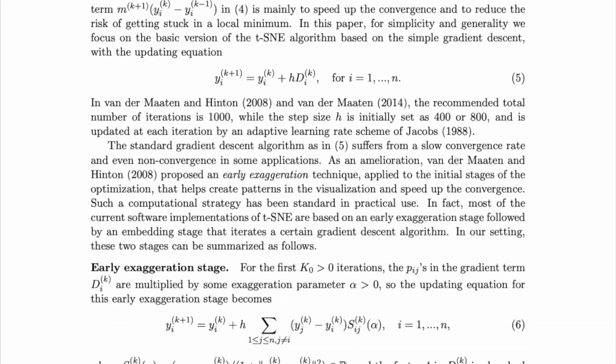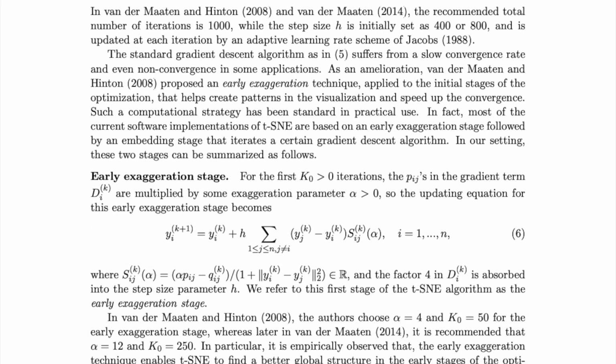(5). In van der Maaten and Hinton, 2008, and van der Maaten, 2014, the recommended total number of iterations is 1,000, while the step size h is initially set as 400 or 800, and is updated at each iteration by an adaptive learning rate scheme of Jacobs, 1988. The standard gradient descent algorithm, as in (5), suffers from a slow convergence rate and even non-convergence in some applications.